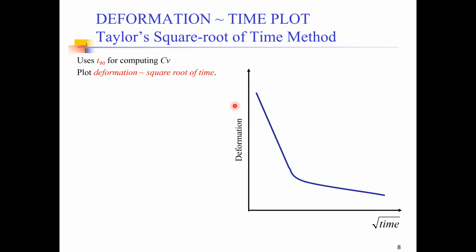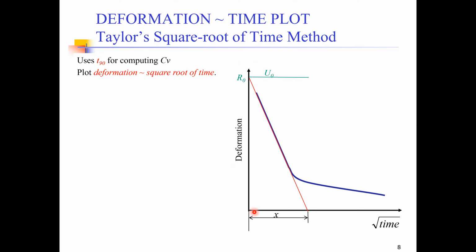So step number 1 is to draw a tangent to the initial part of the graph. So we have drawn the tangent to the initial part of the graph. Where this line intersects the y-axis, this is 0% consolidation. And the corresponding dial gauge reading represents the dial gauge reading for 0% consolidation. So this is 0% consolidation.